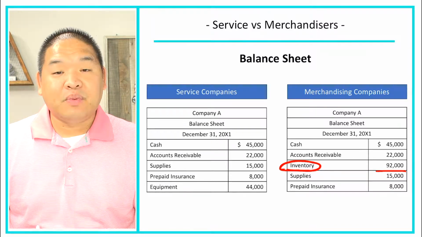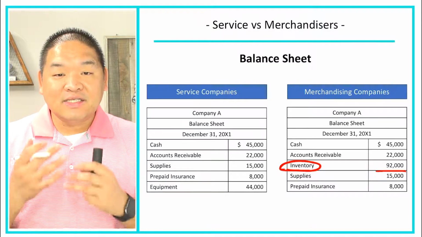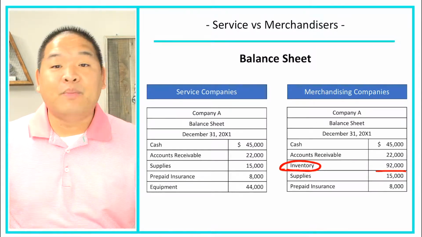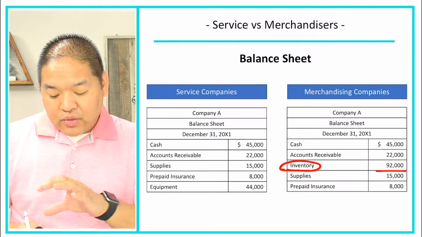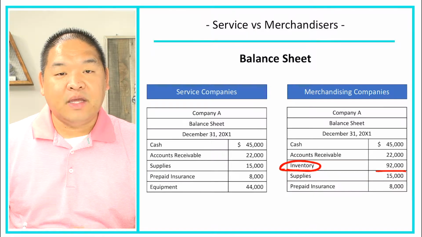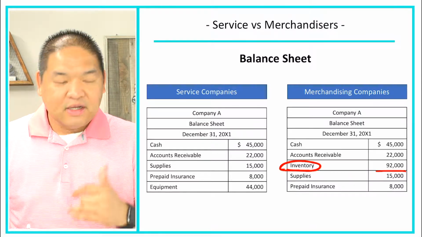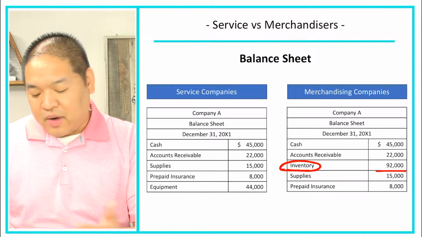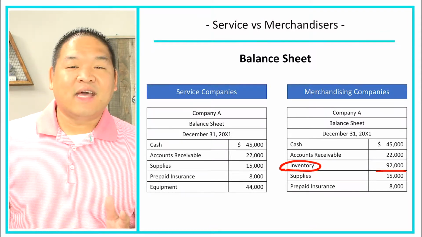Notice that we also have supplies. So we can have supplies in our merchandising company because they're going to need supplies to operate their business. Pens, pencils, maybe boxes to ship product out to their customers. So there are supplies that a merchandising company may need as well. And then prepaid insurance. Now some people might ask, why didn't I put equipment here? I could have put equipment below, but I wanted to keep it kind of the same for aesthetic reasons.